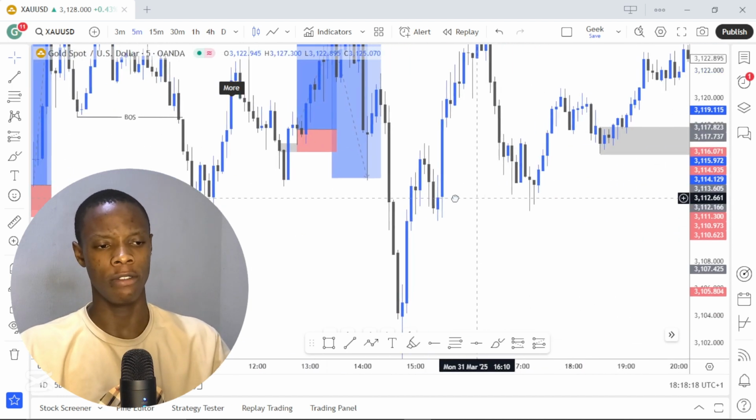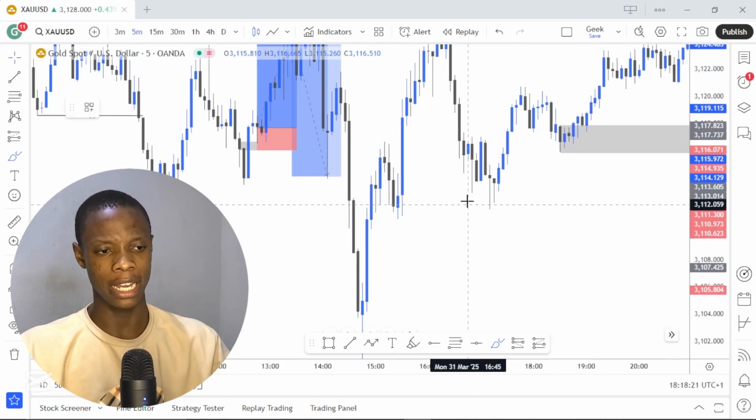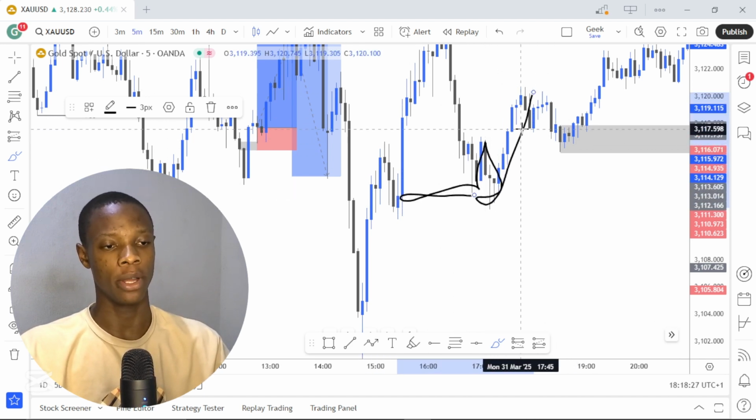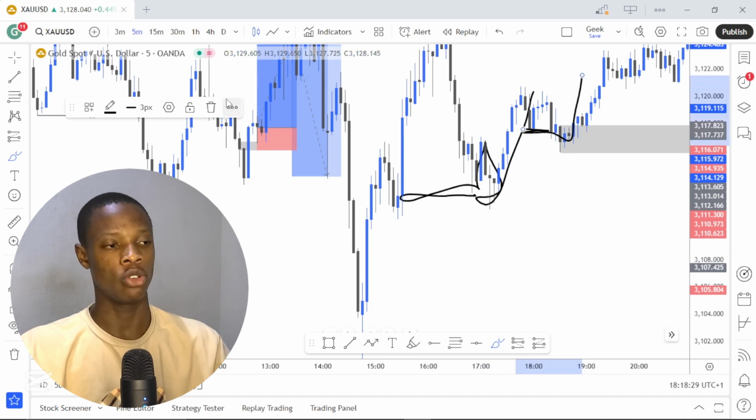Now, that's all for this video. This is another nice one. Came, tapped on this order block, pushed up. Came down, took out that low first before shooting up. Took out this other low first before shooting up.